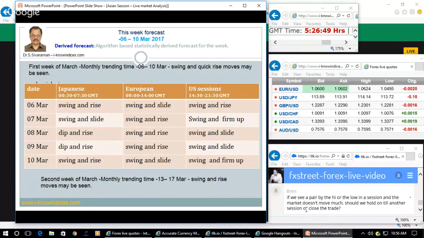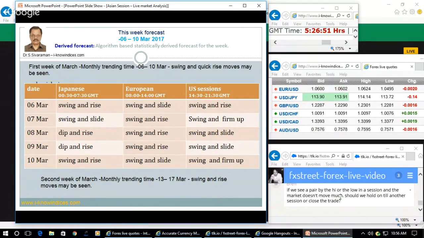Trend. If we see a pair making the high and the low in a session and the market does not move much, should we hold on till another session or close the trade? So suppose you have taken a position and the position is not showing profit for 2 hours, then you know that they are going to make an intentional move against your position. If it is not showing profit for 2 hours, that means it is an intentional move for 2 sessions and you are holding a position against their intention.